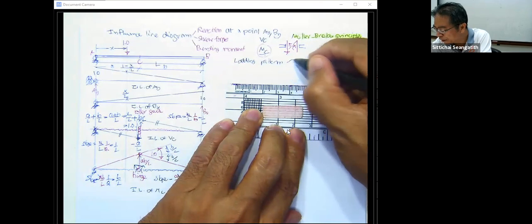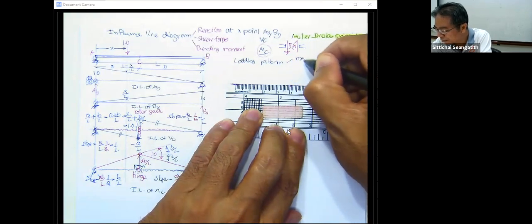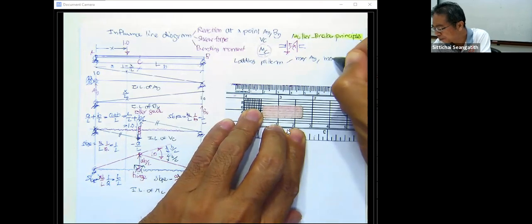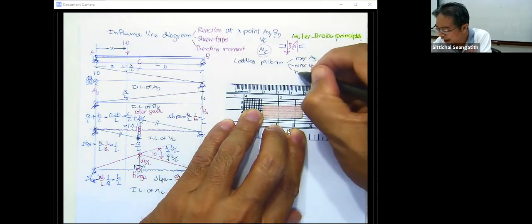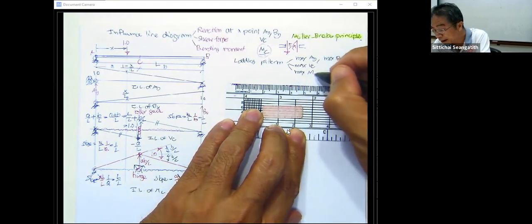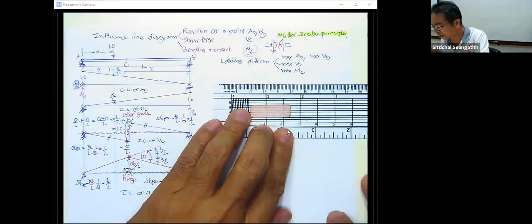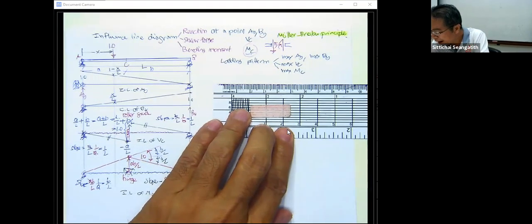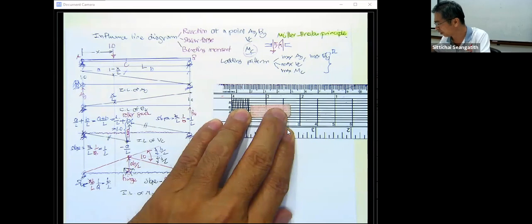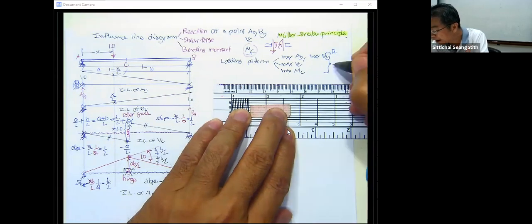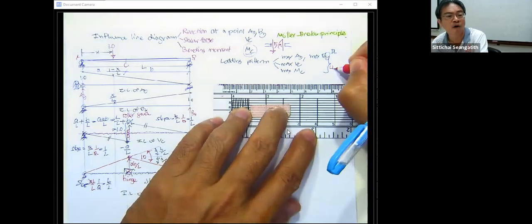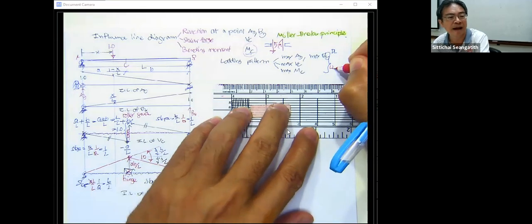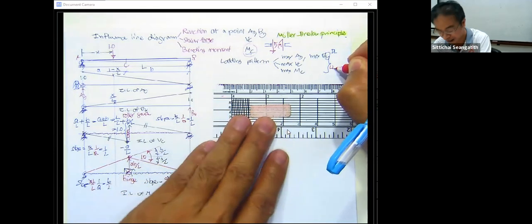That's going to produce what? Produce the maximum A sub Y or maximum B sub Y. Also maximum V sub C and the maximum M sub C. And I should say again that the maximum depends on two kinds of loading. That is dead load. Dead load is simple, it's always there. Another one is the live load. Live load is going to change position based on the shape of the influence line diagram.